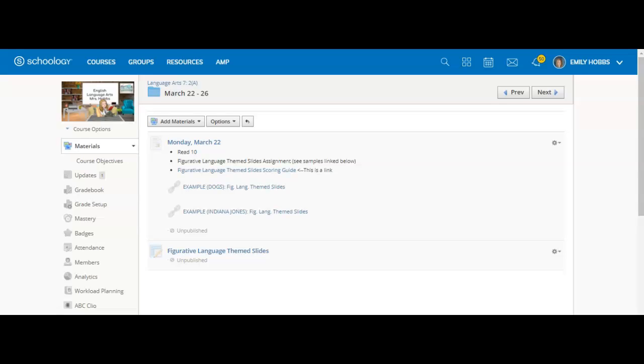Hi everyone. Today you're going to continue working on figurative language. We've already talked about definitions and examples and found some in context in a variety of different formats. And so today you are going to actually write your own examples of figurative language.